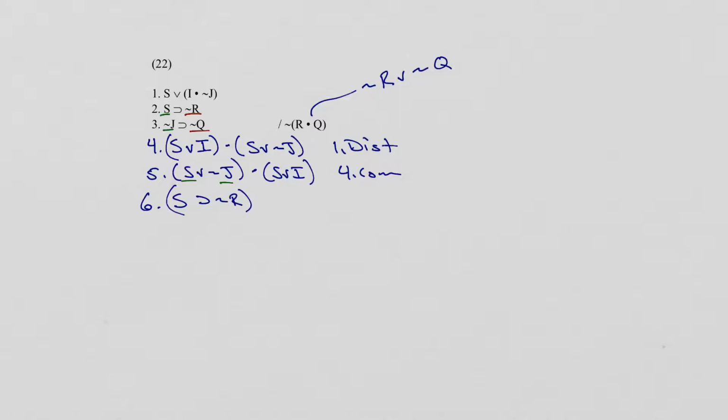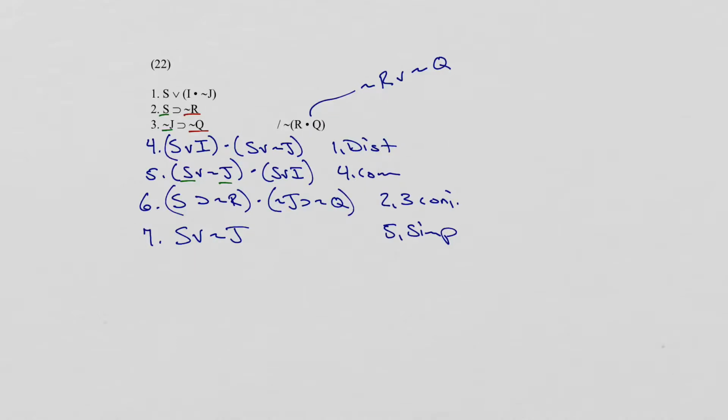Not R. Okay, not sure where we're going yet, but I'm pretty sure this is it. So if we conjunct those two together, and then we're going to take S or not J, so we'll do 5 as simplification. Yeah, looks like we got everything we need. Okay, so we got the right pattern.